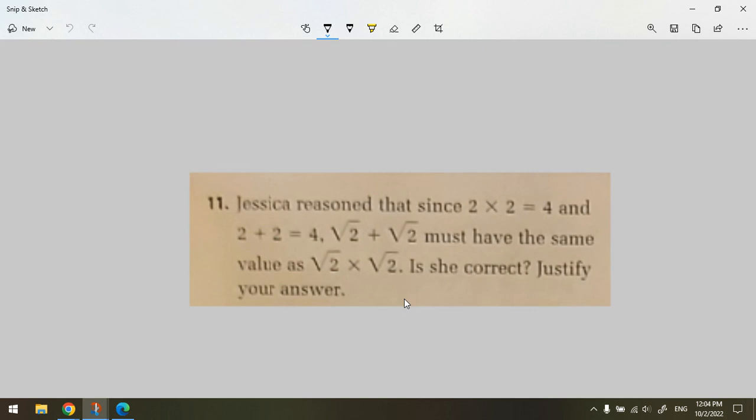The square root of 2 is not 1. So we would have 1 plus 1 here if that were true, but it's not. The square root of 2 is like 1.41 something, something, something. So we know that root 2 plus root 2 would be like 2.8. And that's not root 2 times root 2, which is 2.